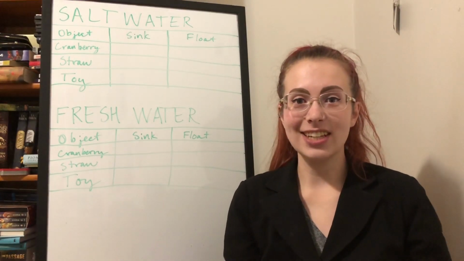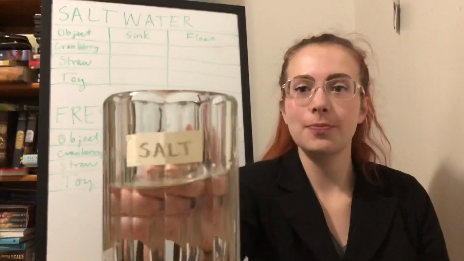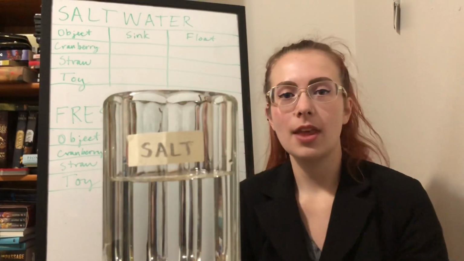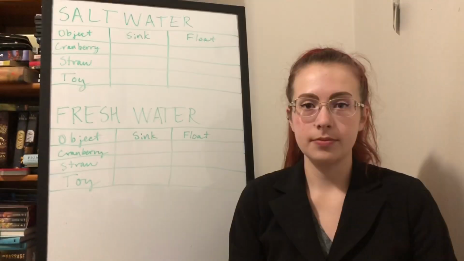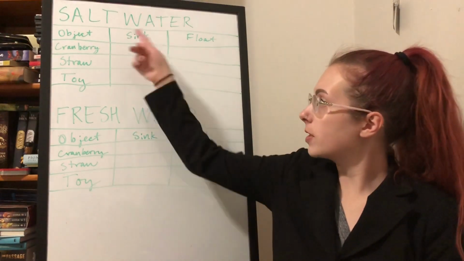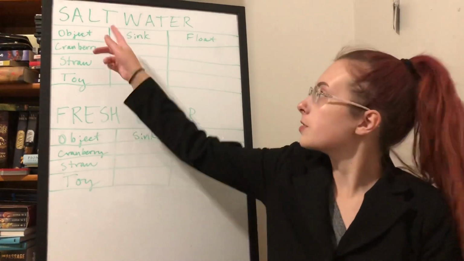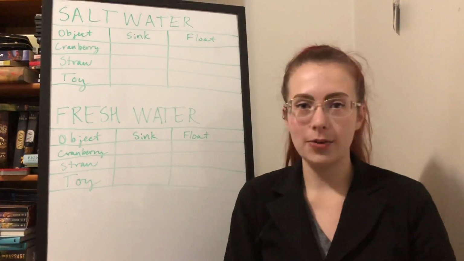So let's get started. Right here I have prepared 2 mugs of water. This one's going to be for salt water, and this one will be for fresh water. Behind me on this board, we will be recording whether the objects sink or float in salt and fresh water. So with the salt water, we'll say, does the cranberry sink or does it float? And we'll check it off as we go.